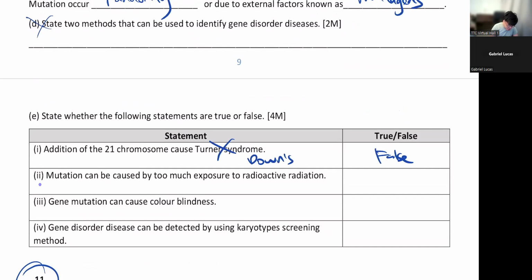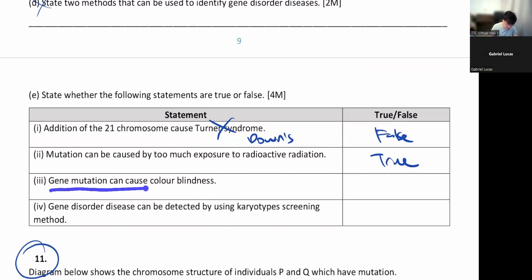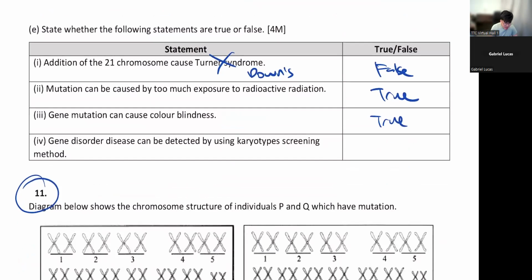And then number 2, mutation can be caused by too much exposure to radiation. Yes, true. Number 3, gene mutation can cause color blindness. Yes, true. The less serious one is gene mutation. And then number 4, gene disorder disease can be detected using karyotype screening method. Yes, true. You can go and screen your gene. You can screen your DNA, and that's how you know you have disease.